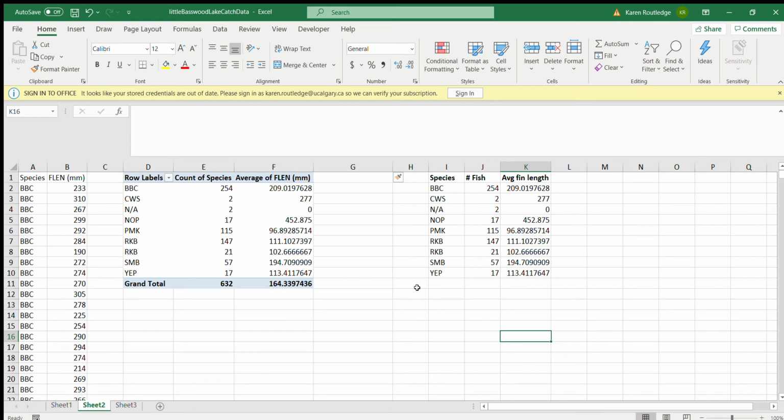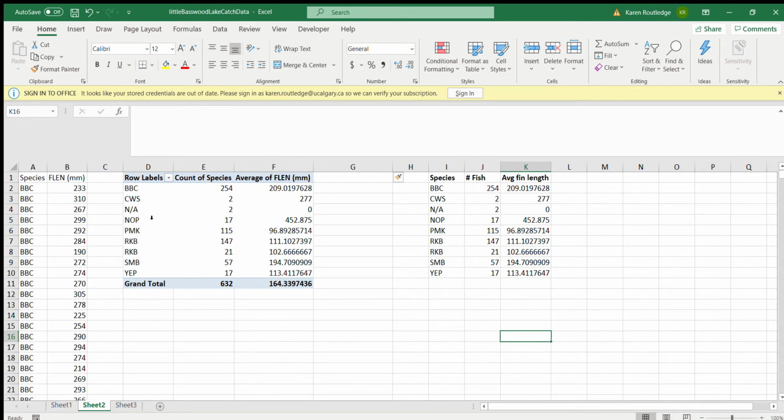This video is going to be about means. The data set that I'm looking at here is the Little Basswood Lake Catch data. I think this comes all the way back from problem set number 1 and identifying quirks in the data. This time we're going to use it to talk about means. I'm focusing on the species and the fin length that were given in the data.